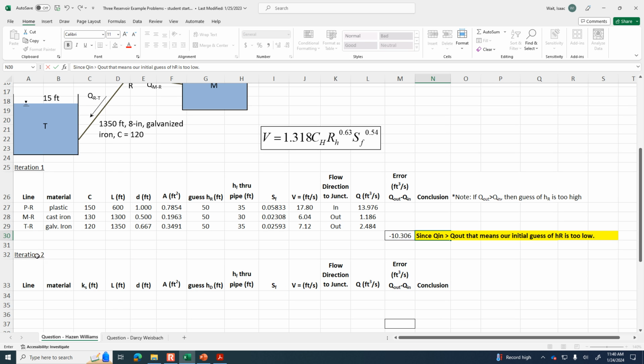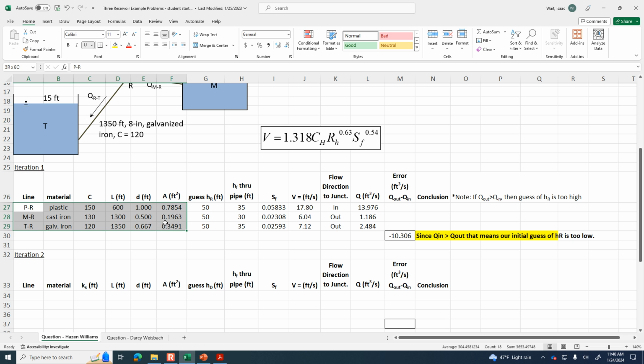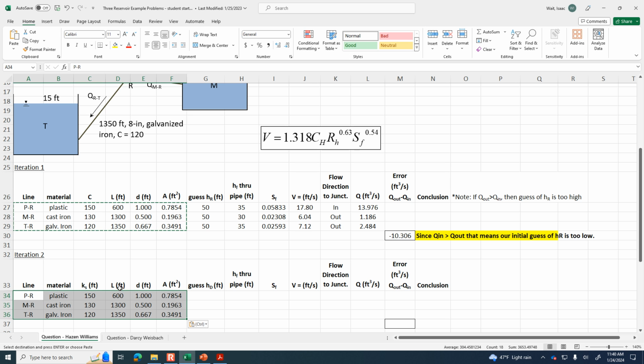Okay, so now we have iteration 2. We can copy all of the constants. All of this is just duplicated for this next one, so I'm going to do Control C and then Control V to paste it. Now I want a better guess. So 50 was too low, so let me try 60.